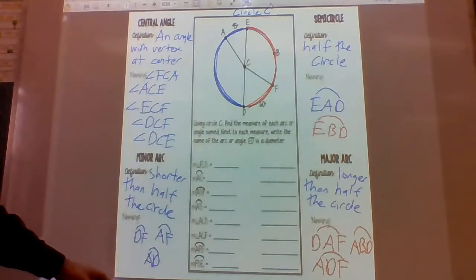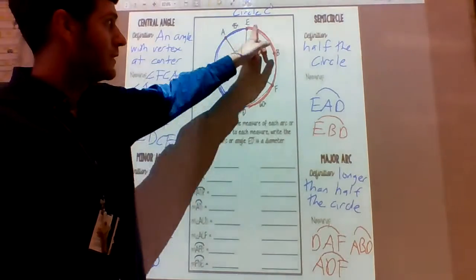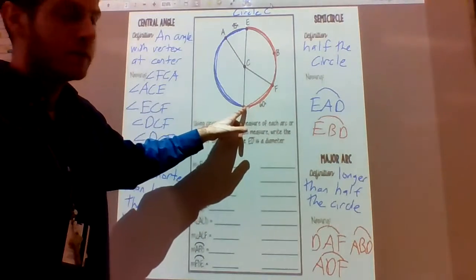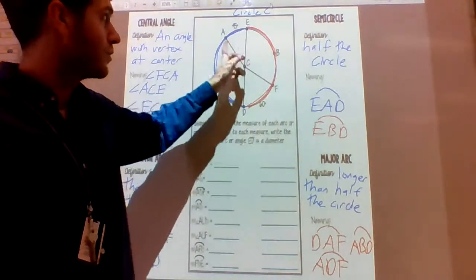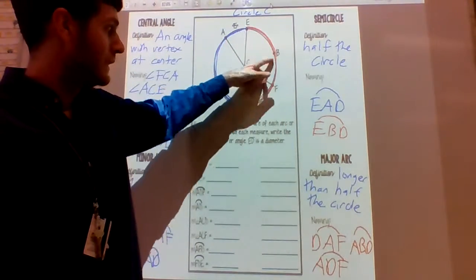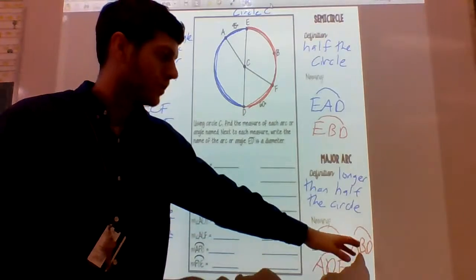Okay. And then the major arc is going to be the longer path. A to D goes longer than half of it. Okay, and then if you do that, you need to use a third point, E, B, or F. So arc A, B, D is the one we used.